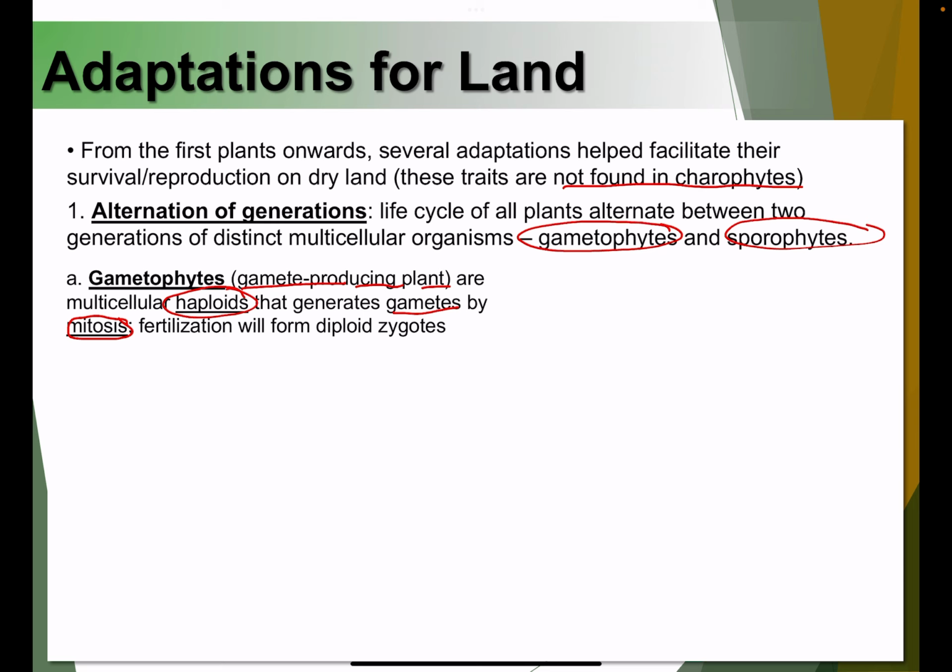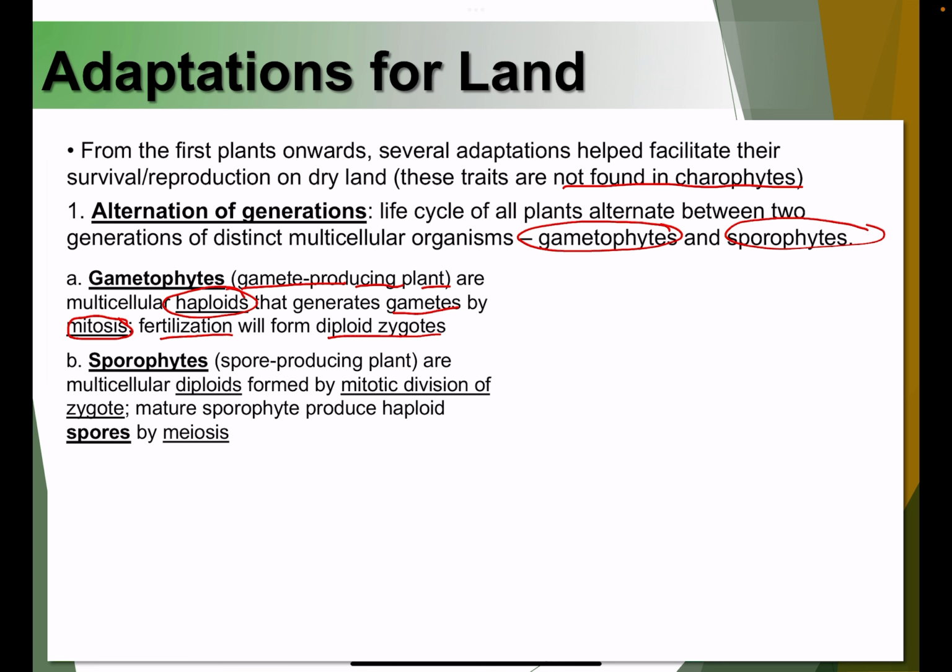The whole point of meiosis was to halve the amount of chromosomes, but here they are multicellular haploids to begin with. So they just use mitosis to generate more gametes, and then of course those gametes can fuse together to cause fertilization and will form your diploid zygotes, as with the normal fertilization process. Sporophytes, on the other hand, are defined as spore-producing plants, and they are multicellular diploids that are formed by mitotic division of the zygotes, because we ended with the zygote here. So this zygote will then undergo mitosis to form sporophytes.